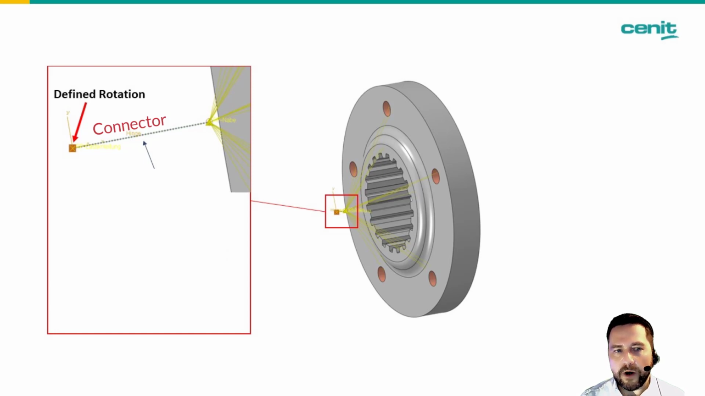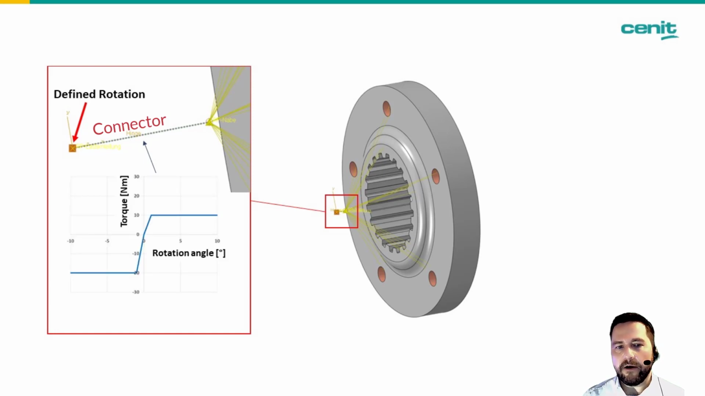But what if we would like to have 10 Newton meter in one direction and 20 Newton meter in the other direction? That's no problem. The connector gets a behavior, and the behavior is a nonlinear spring behavior with 10 Newton meter as maximum in the one direction and 20 Newton meter in the other direction, and the torque stays constant when it reaches the maximum value. So that's the idea behind it, and no matter how far we rotate this node, the torque will always stay at this maximum value.